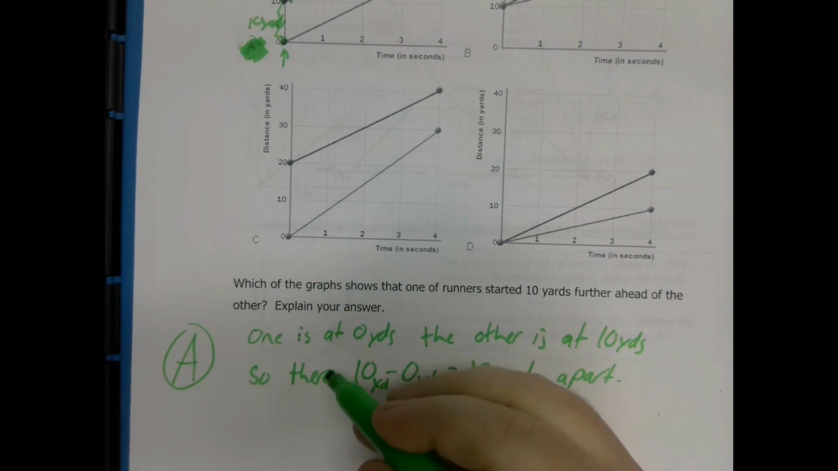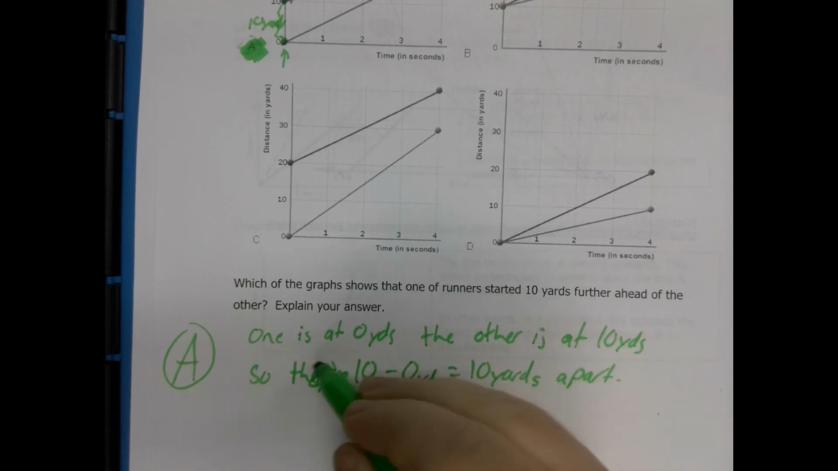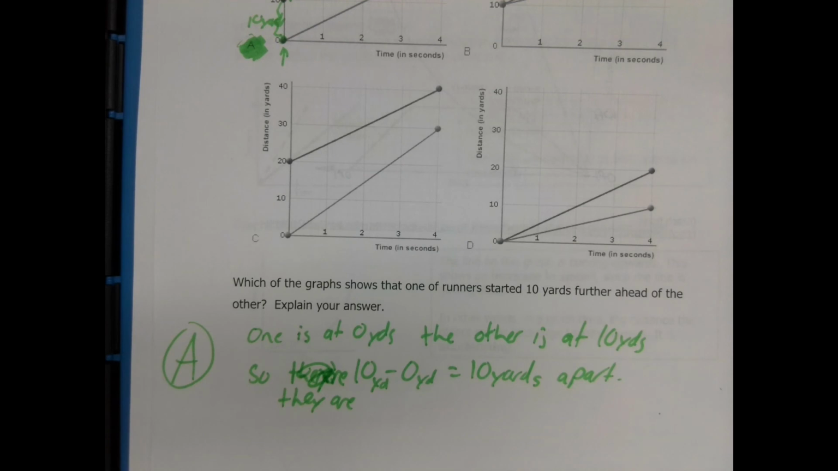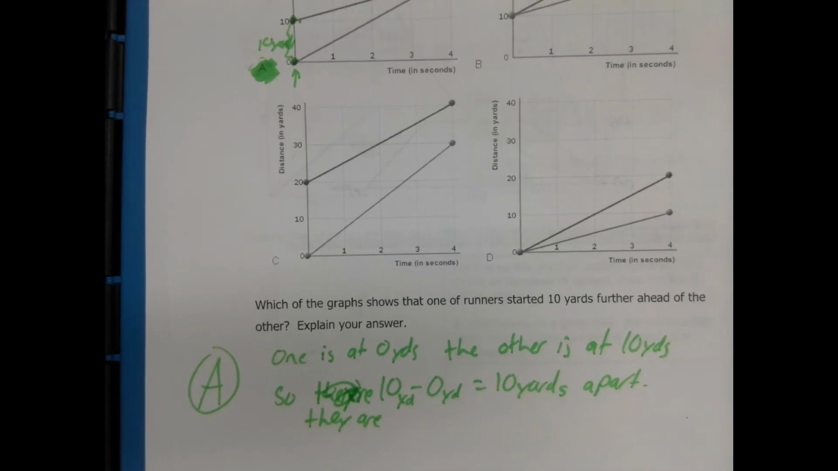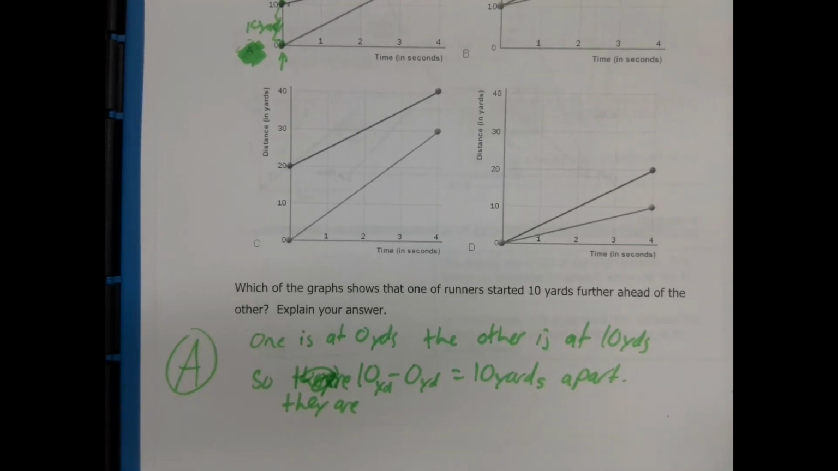And that should be... So they are 10 minus 0. Everyone good?